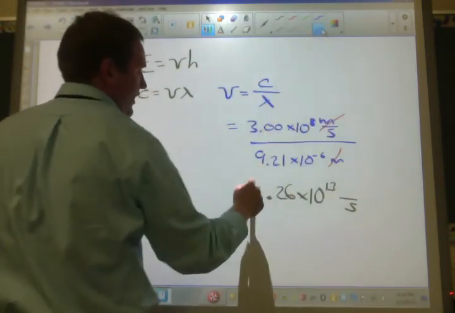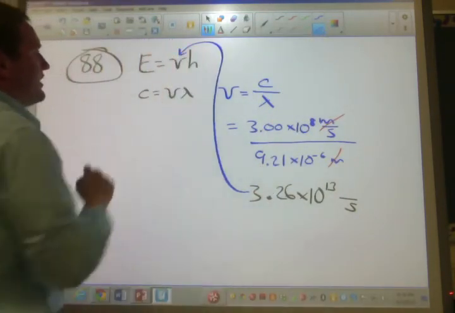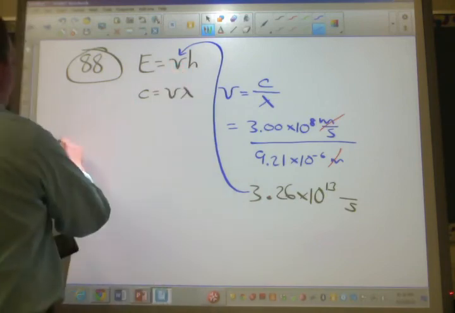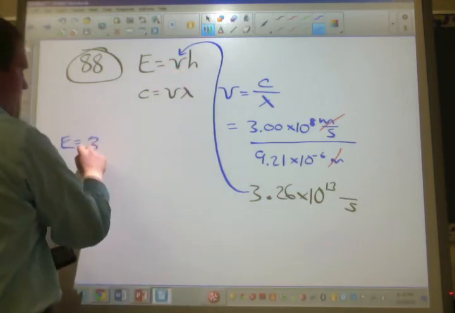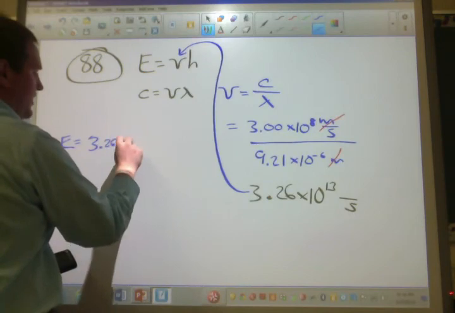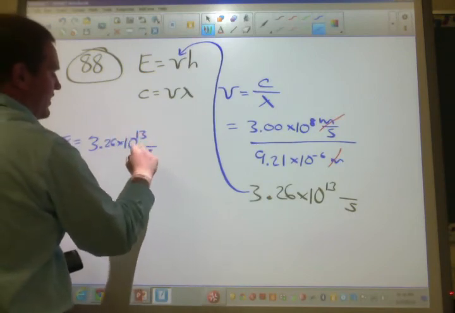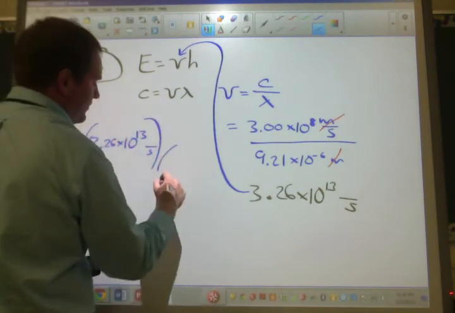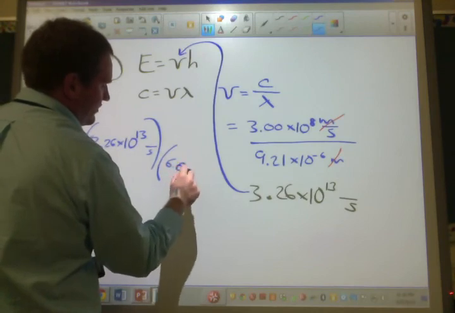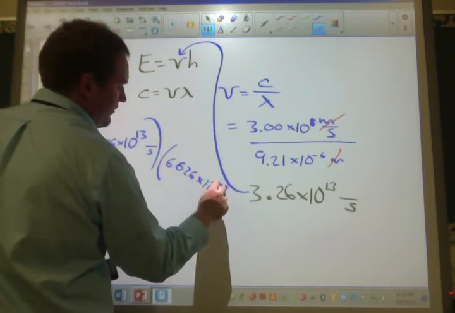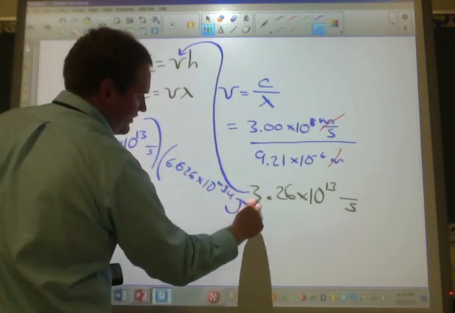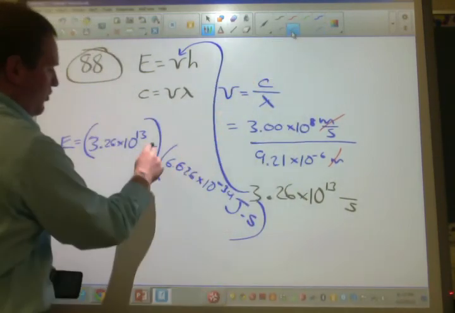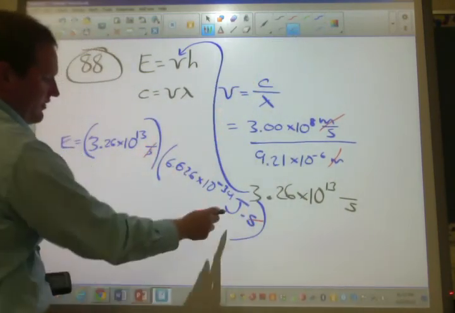So anyway, that's my frequency, which I'm now going to plug into my formula here. So energy equals 3.26 times 10 to the 13th per second times 6.626 times 10 to the negative 34th joules times second. We can see here that per second cancels with seconds. I'm left with just joules.